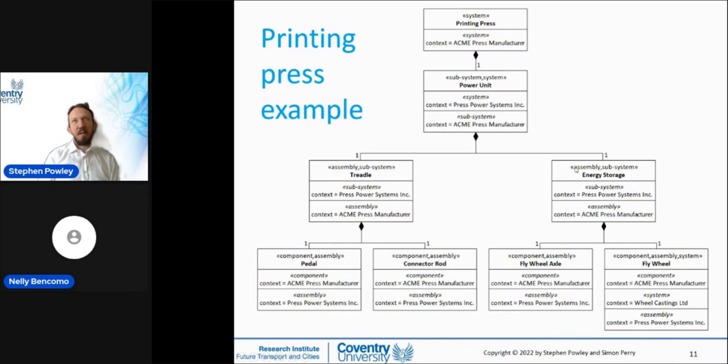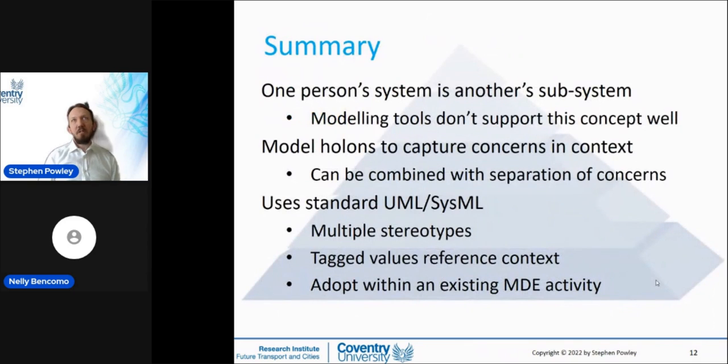You can see here that if we look at the energy storage, then we've got that being a subsystem of the power system, but an assembly in the terminology of the press manufacturer. And as we go down the hierarchy, you can see we end up with 3 different stereotypes, because there's 3 different organizations involved in making use or manufacturing that subassembly. So in summary, one person's system is another's subsystem.